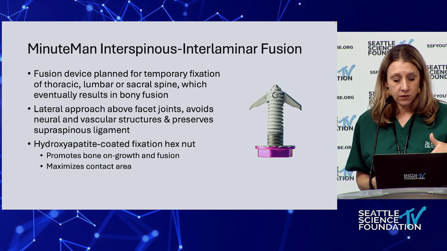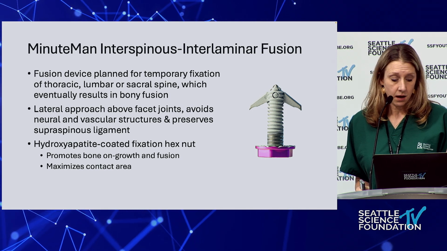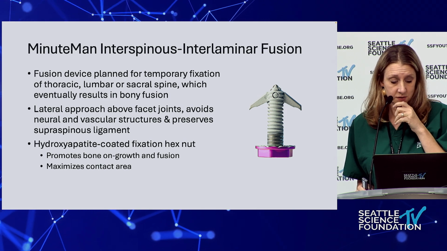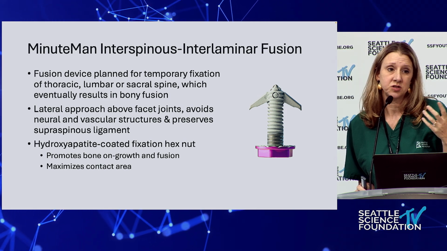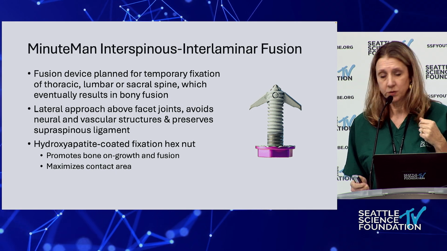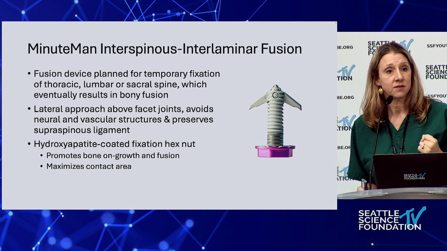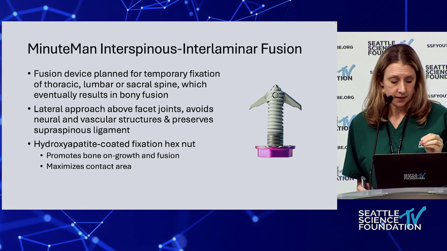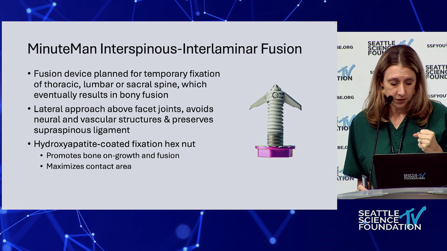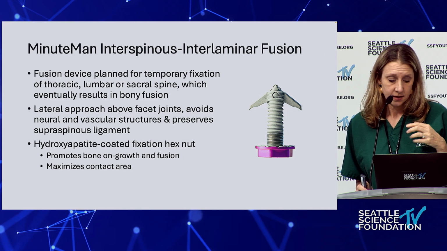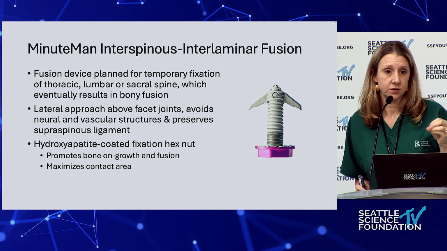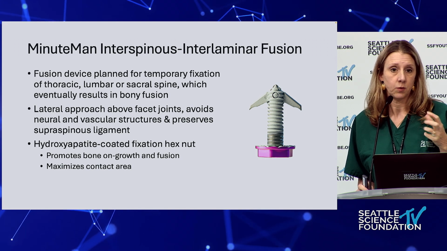And that lateral approach does have the advantage, theoretically, of avoiding facet joints and the neural and vascular structures. It also preserves the supraspinous ligament, which is offended by the Vertiflex procedure. And this is a hydroxyapatite-coated fixation hex nut, so that bone growth and fusion occurs well afterward.